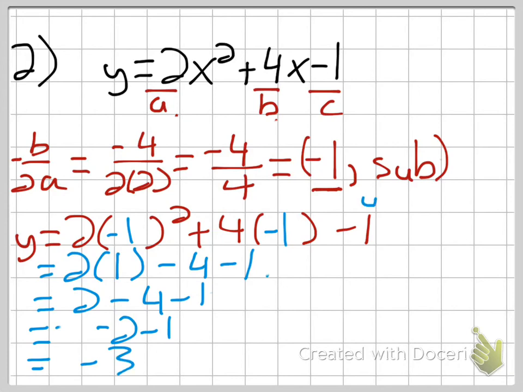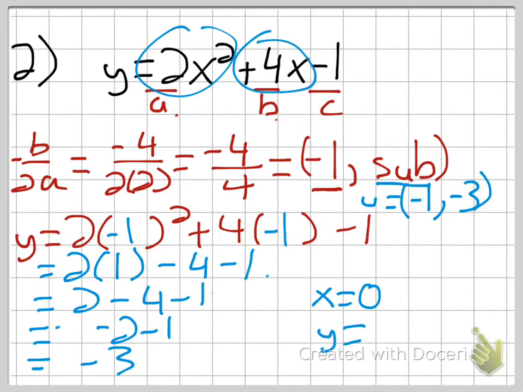So my vertex is negative 1. I found the y value. It's negative 3. And my other point is going to be easy. It's x equals 0. Since you're substituting it, this is going to be 0, this is going to be 0. You're left with the constant term, which is negative 1. So what are your important bits of information? Your vertex is important, and your other point is important. So the vertex is (-1, -3), and this is our other point.